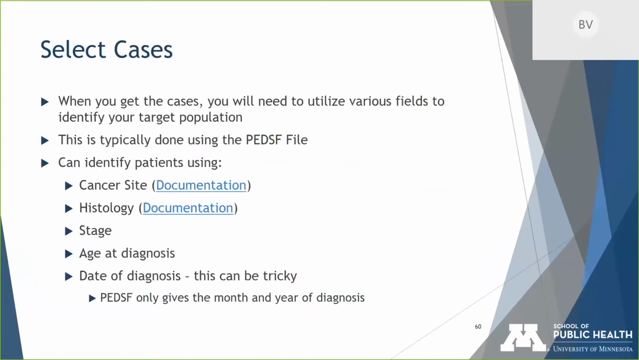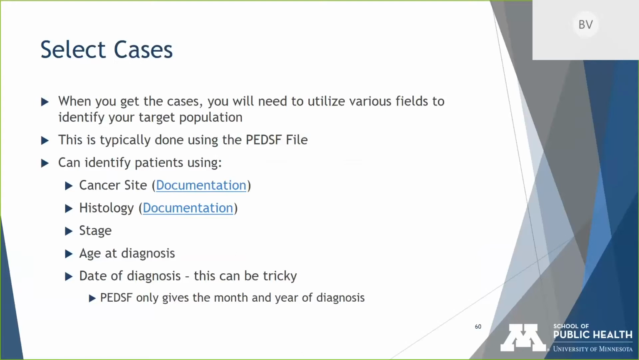When you receive your data for your cancer cases, you may need to use a number of different fields to whittle down to your target population of interest. And this is typically done using that PEDS-F file, or the Patient Enrollment and Diagnosis Summary file. There's a plethora of data fields in this file to examine. Beth has talked through a number of them already. But first and probably most important is that there are fields to identify specific cancer sites.